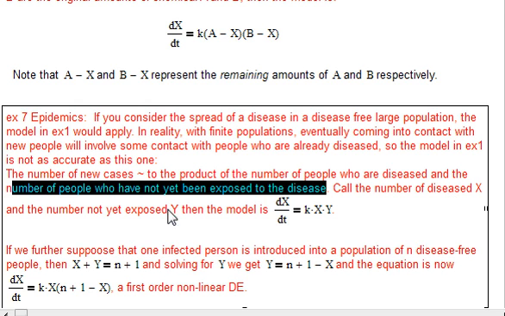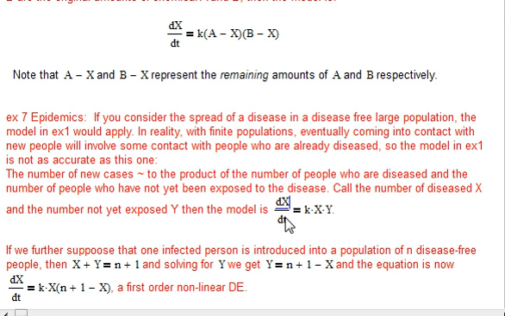Call the number of diseased x and the number not yet exposed y, then the model is: the change in the amount of diseased people is proportional to the product of the amount that have been exposed, that have the disease, times the number that have not yet been exposed.